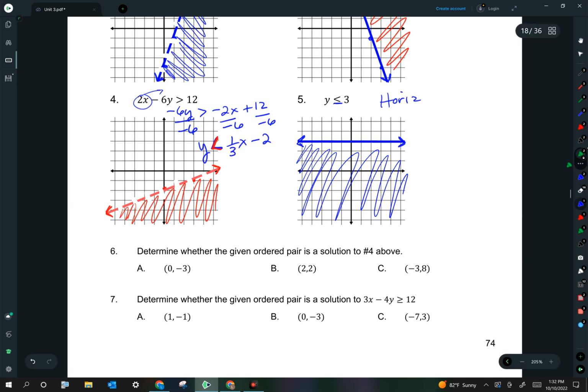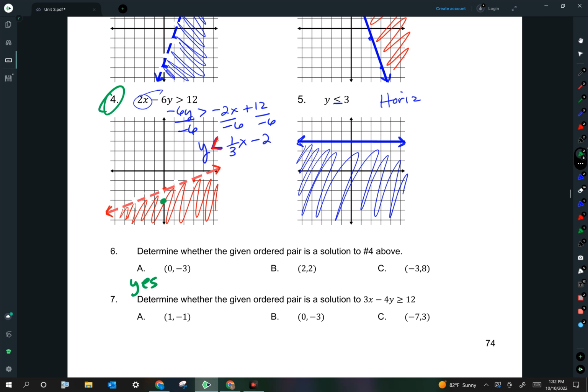Okay, so we're looking at number 4 right here. Well, a solution means does it fall in the shaded region? So (0, -3) would fall right here. That's in the shaded region. So that means yes, it is a solution. I'll just say yes, it is a solution.